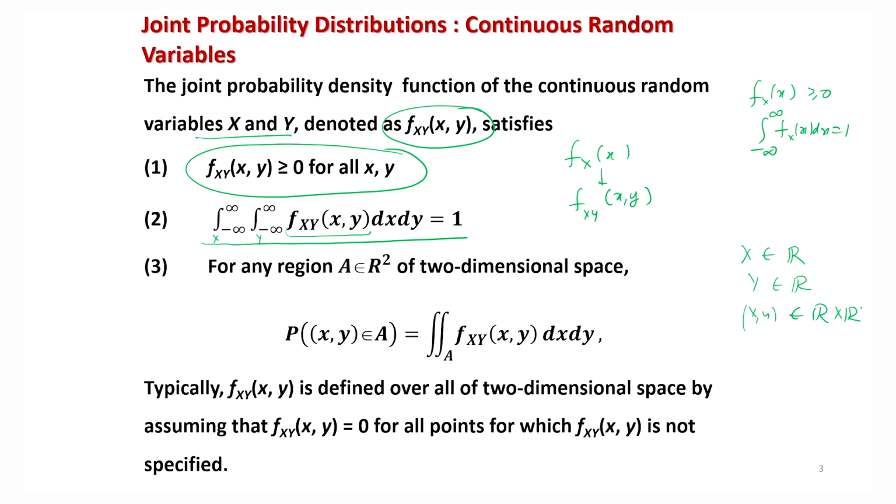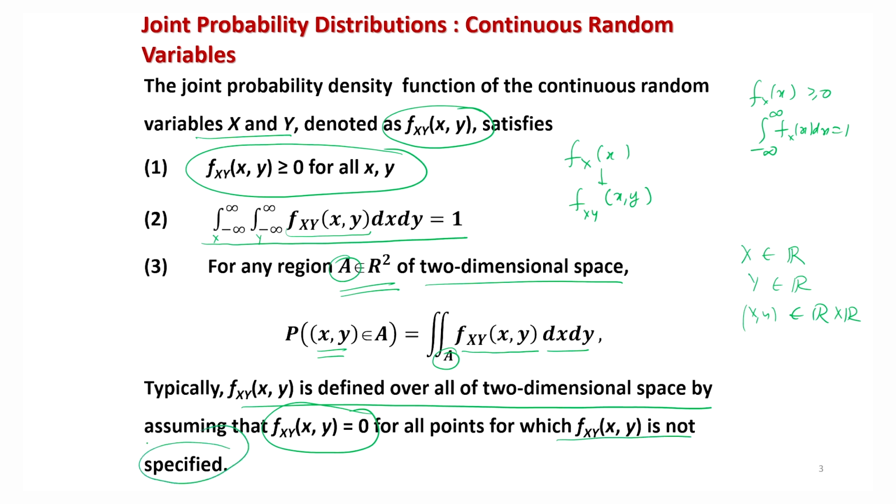So we say that for any region A belonging to R2, a two-dimensional space, if you want to compute the probability that (X,Y) lies in this region A, this can be obtained by integrating over the region A with respect to f(x,y) dx dy. Typically this f(x,y) is defined over all of two-dimensional space by assuming that f(x,y) is equal to 0 for all points for which f(x,y) is not specified. So this is simply an extension of the definition of the univariate probability density function to a bivariate density function.